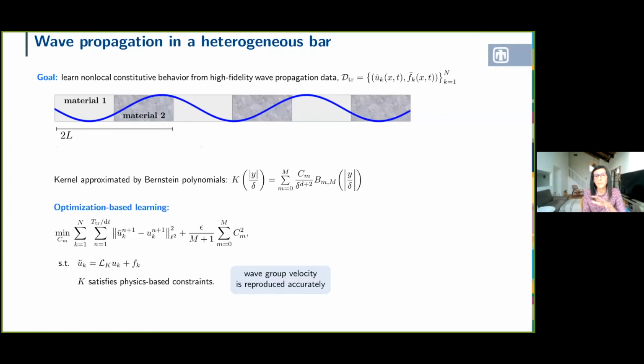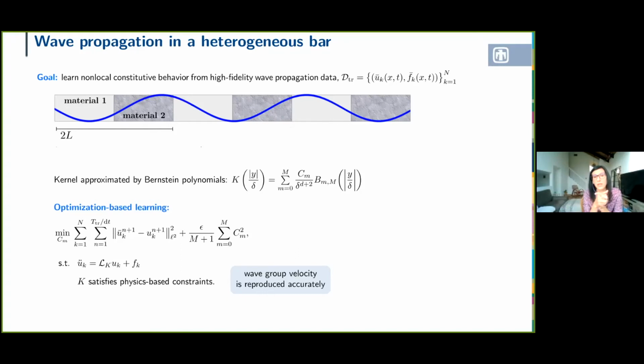So I'm gonna quickly summarize the setting. Which is very similar. We have, once again, high fidelity data. In this case, we want to simulate wave propagation. So it's gonna be a wave equation. The high fidelity model is a wave equation. So we want to simulate wave propagation through heterogeneous materials. And once again, we're picking a material where we have heterogeneities, but periodic heterogeneities at the microstructure.